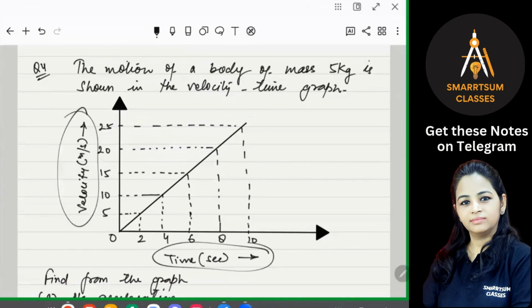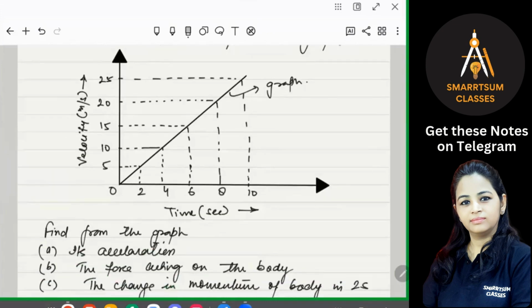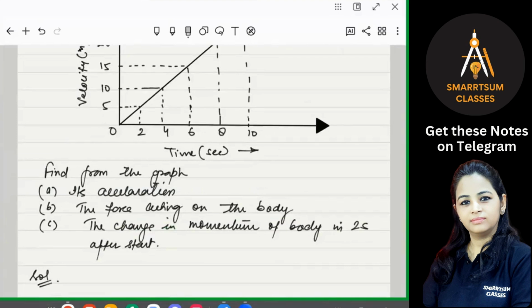Right? And you can see there is a line. This is the graph, which shows the motion of the body having the mass 5 kg. Now from this graph, you have to find its acceleration, the force acting on the body and the change in momentum of the body in 2 seconds after its start. Getting it? Now, how to do this?